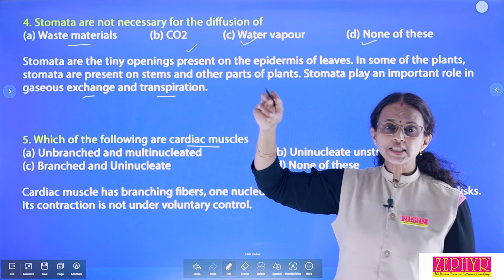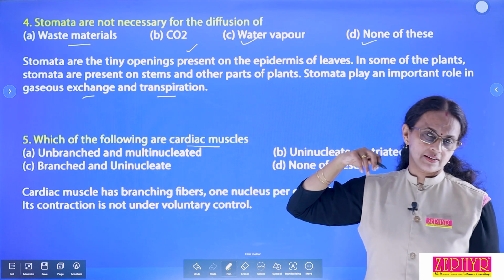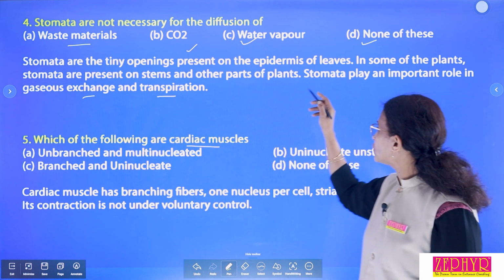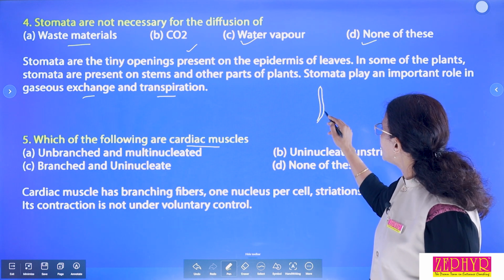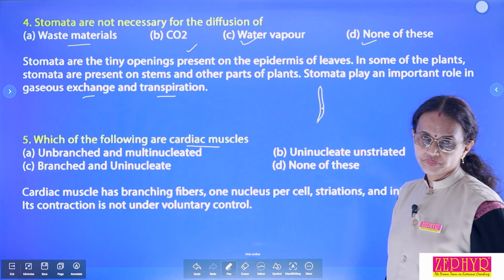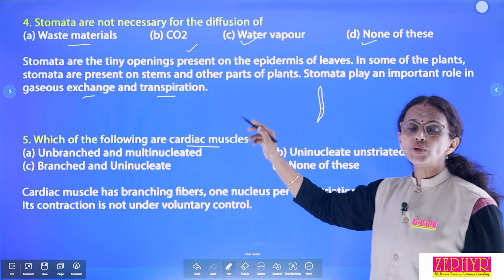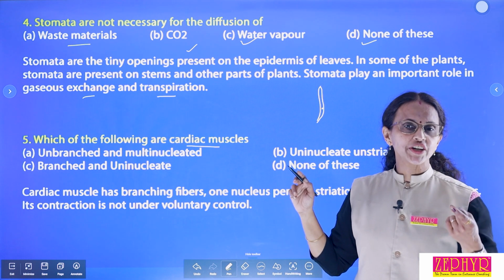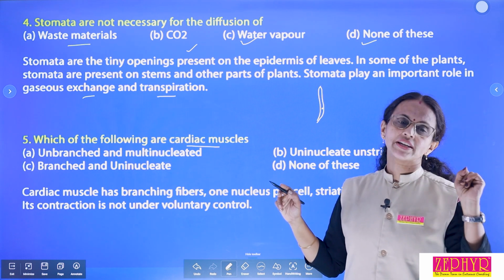Then second one is smooth muscle. Smooth muscles are involuntary muscles. The shape of involuntary muscle or smooth muscle is spindle shape and uninucleate. Cardiac muscles are branched and uninucleate and have less striations.